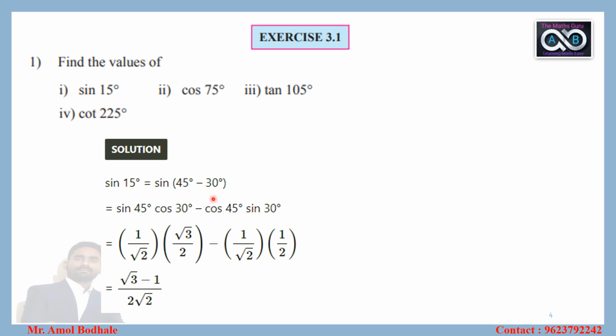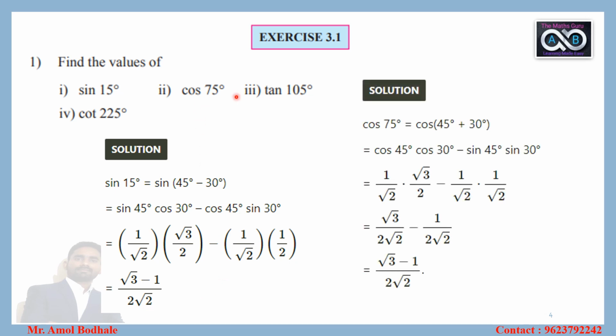Let's see the next example, cos of 75 degree. Now cos of 75 degree can be written as 45 degree plus 30 degree. Even so, I have some alternatives. We can write this 75 degree as 90 minus 15 degree, and we have already found the value of sine 15, and we can use that sine 15 with the cos of 90 minus theta.